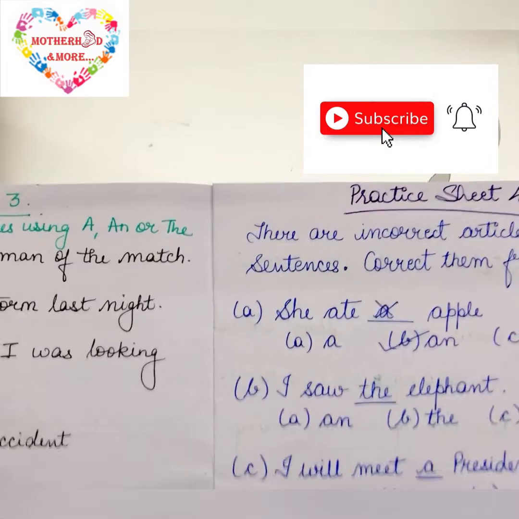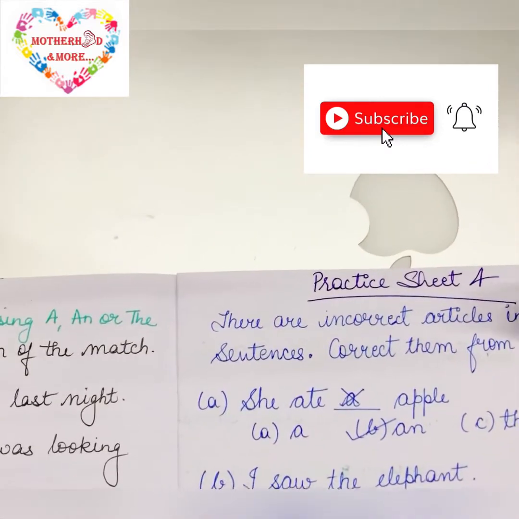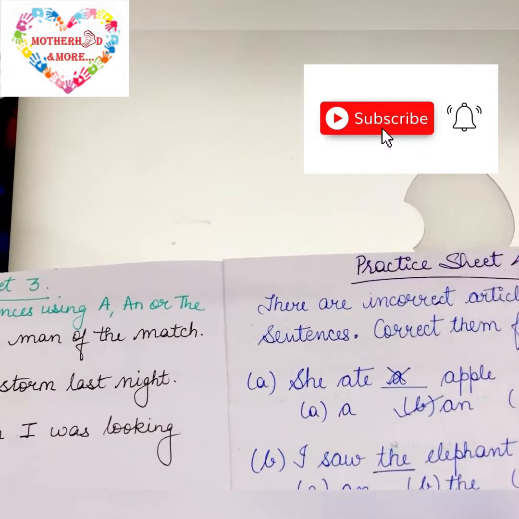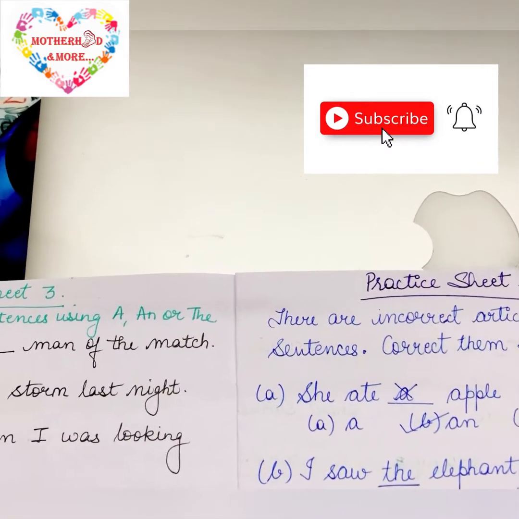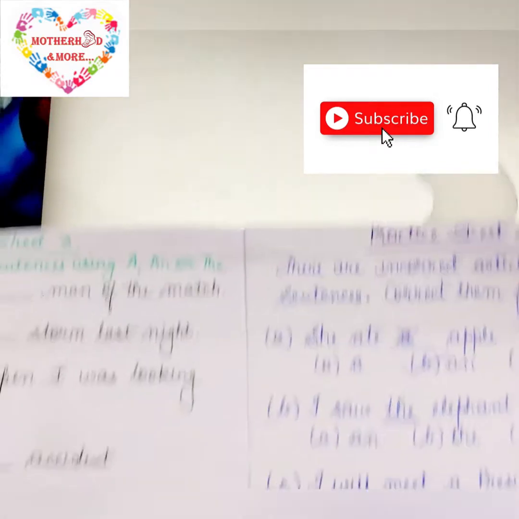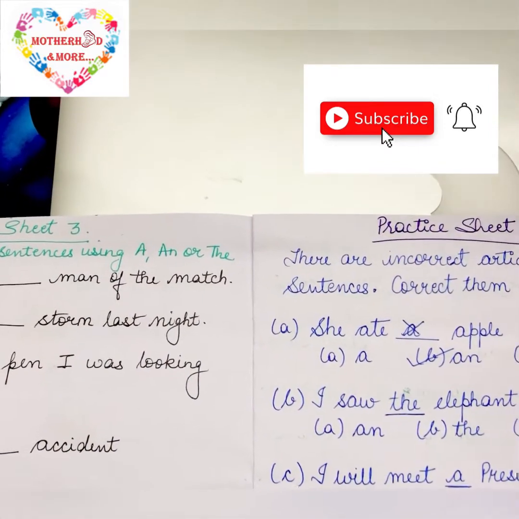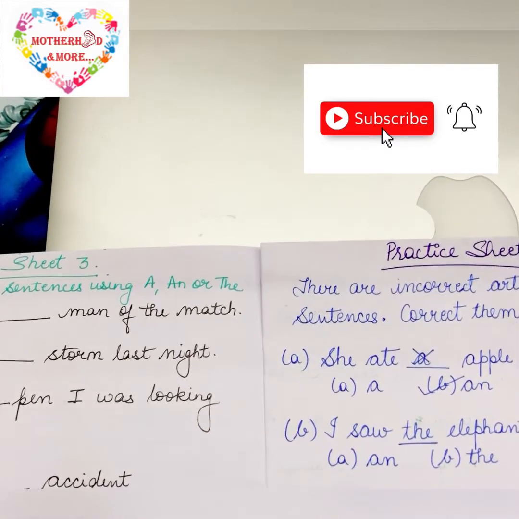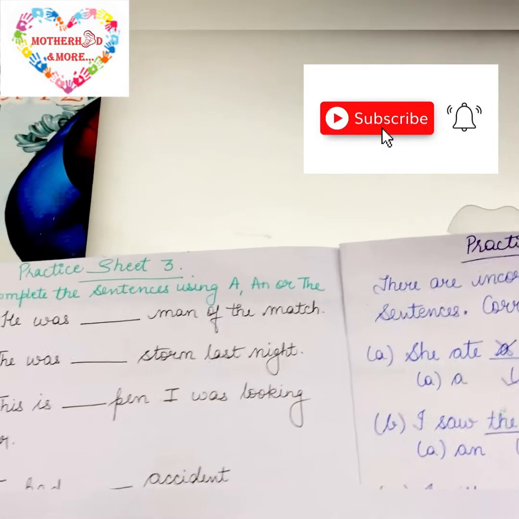Now the practice sheet 4 says there are incorrect articles in the sentences, correct them from the options. Here I have written grammatically incorrect sentences, where I have underlined the articles, and the articles are incorrect. I have given three options below each sentence, so he has to tick mark the correct article from the options.